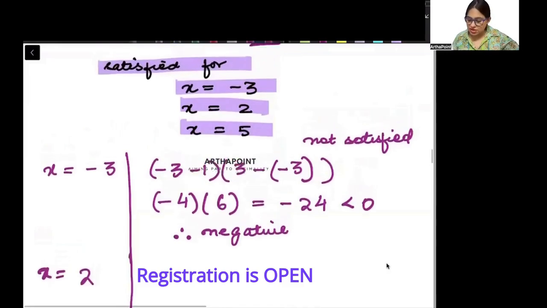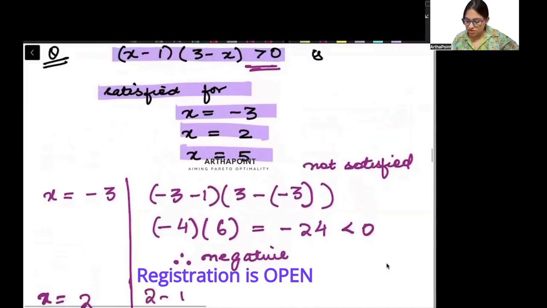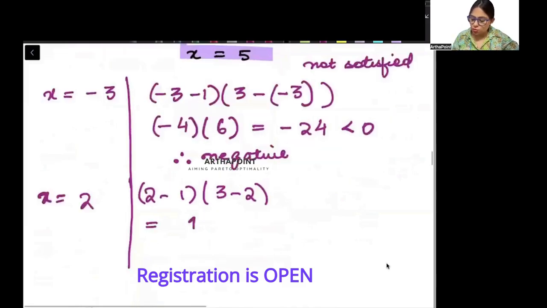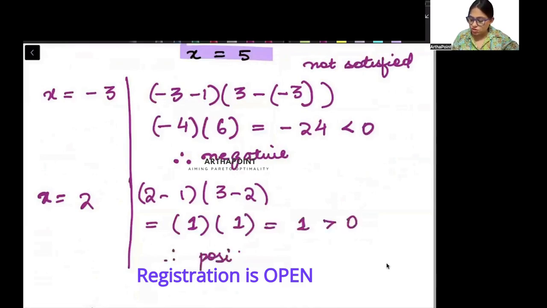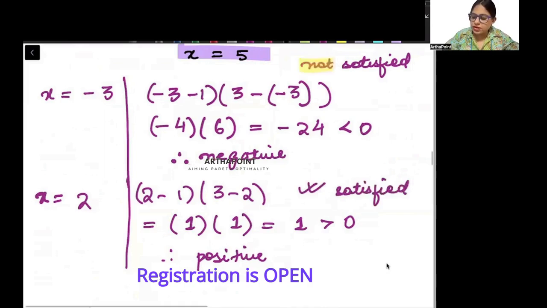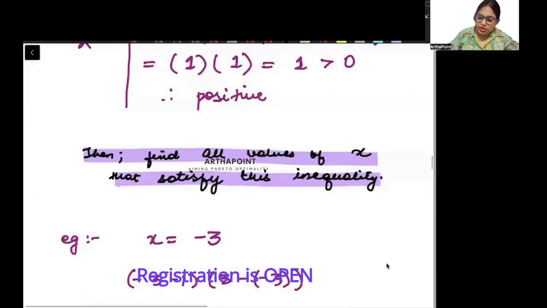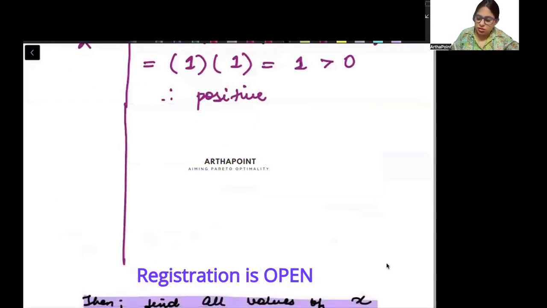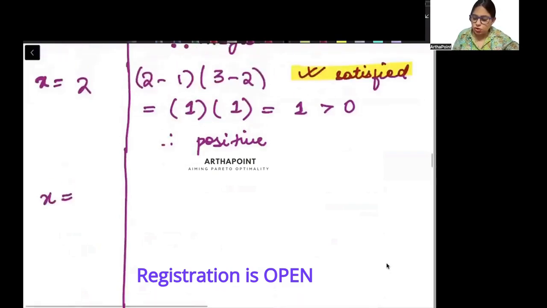Right, beta? Now I will check for x equal to 2. So if I put x equal to 2, I will get (2 minus 1)(3 minus 2). This will give me 1 into 1. That means 1 greater than 0, positive. So it is satisfied.